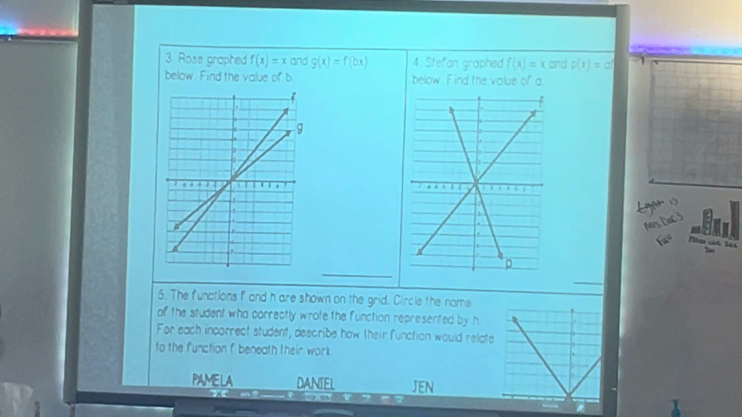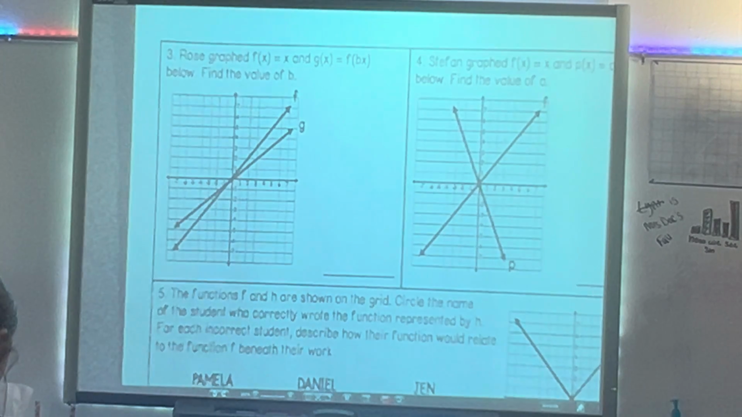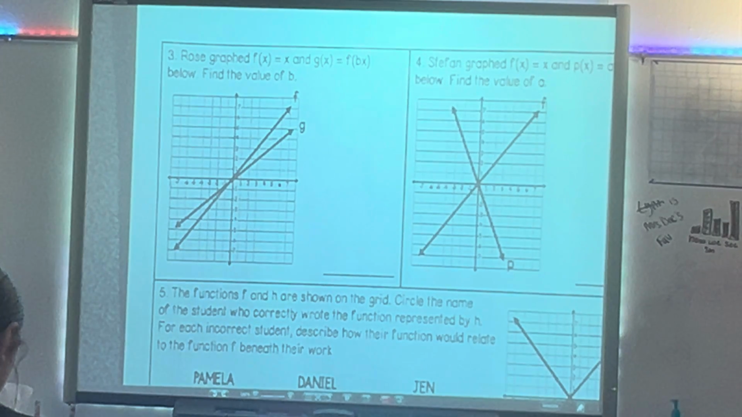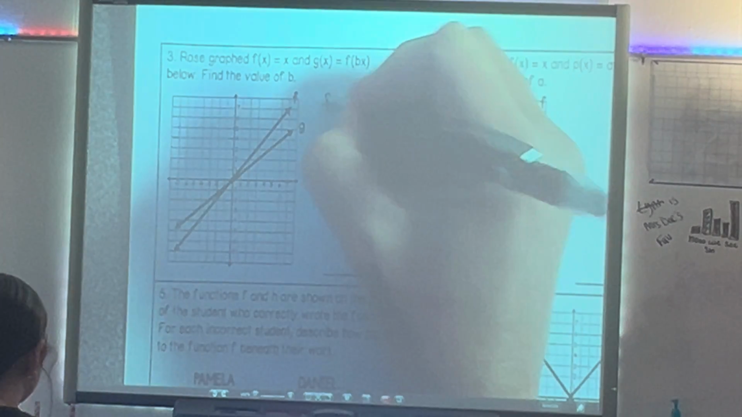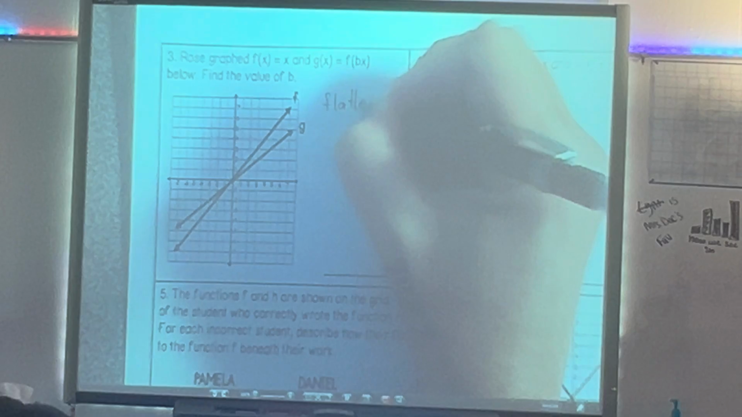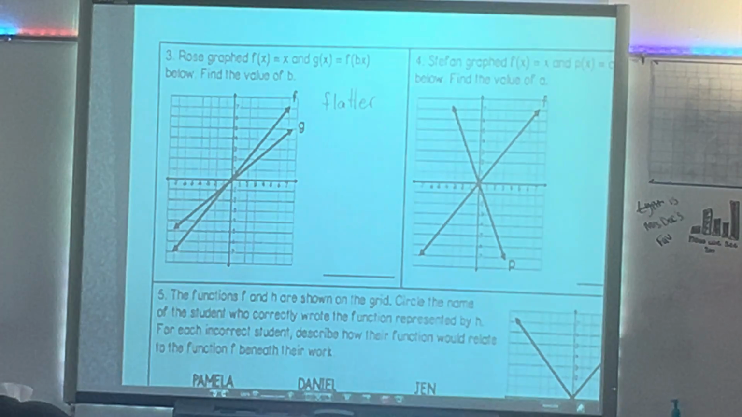Alright, if I look at f of x, and I'm looking at g of x here. F of x, we know that's the parent function. You know it has a slope of 1 and a y-intercept at 0. Okay. Visually, what's the relationship between f and g? What happened? Steeper, flatter? We got flatter. It's getting closer to the x-axis. It's getting flatter. Is everybody okay with that?